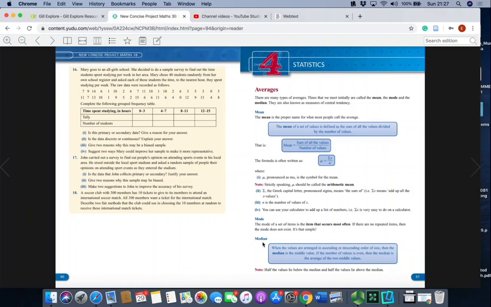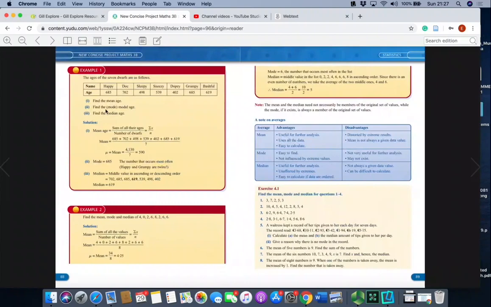And then the median is your third measure. When you have arranged the numbers in numerical order, the median is the value in the middle. Now we'll do examples where there's an odd number of numbers and an even number of numbers, because if there's an even number of numbers, then the median will be the average of the 2 middle numbers.